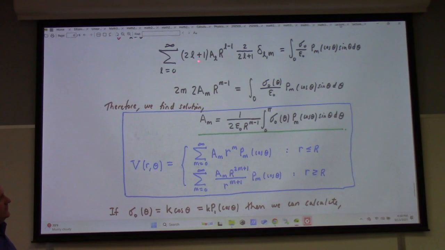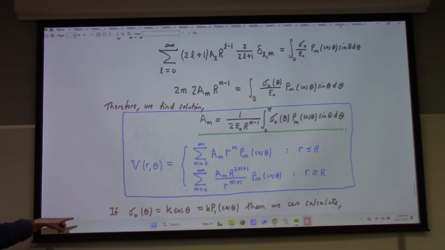Anyway, so after we do this and we calculate the a sub m, lo and behold, we've got a formula for the mth coefficient in terms of integration of the given surface charge density over the sphere. You put that back into here, and there you go. That's the potential that will produce that charge density on the surface of a sphere. I mean, this works for arbitrary charge density of theta.